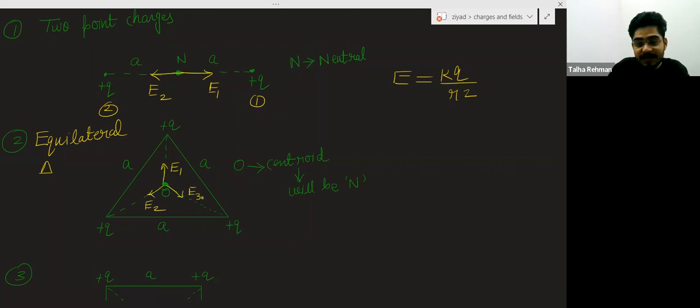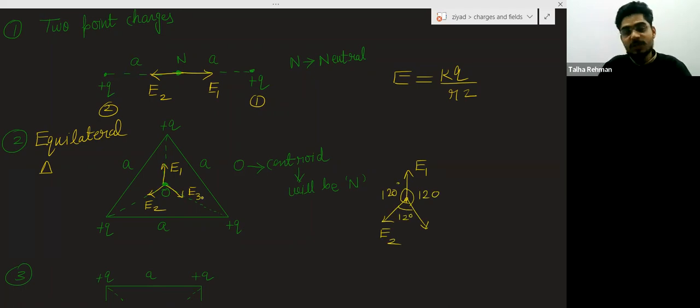Now, the angle between the vectors E1, E2, and E3 will be 120 degrees. This angle will also be 120 degrees. If three equal vectors are at an angle of 120 degrees, they will cancel each other.